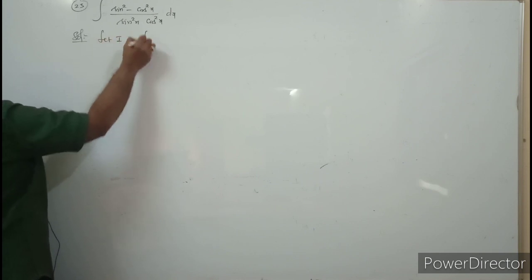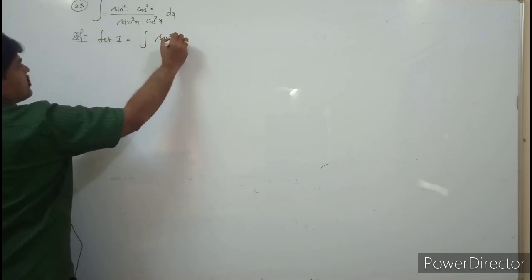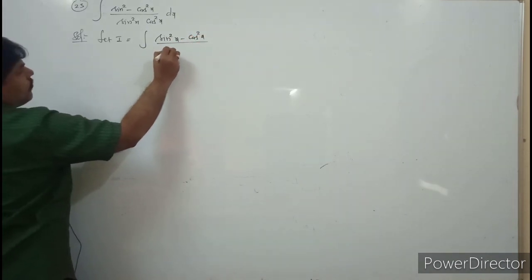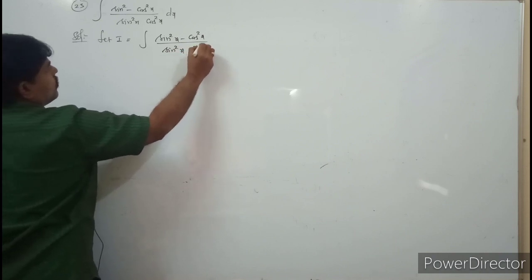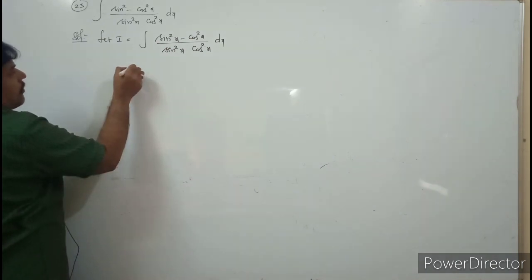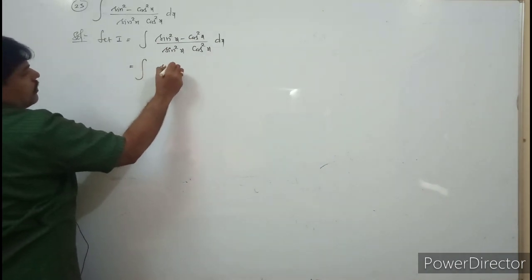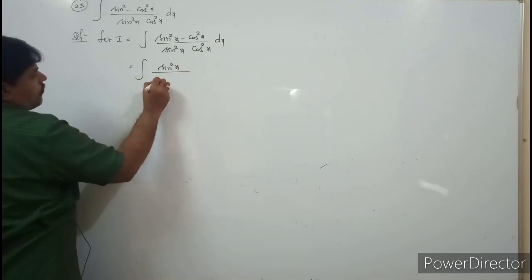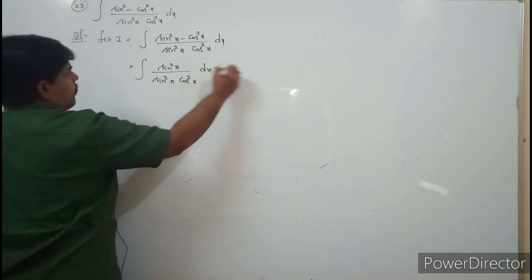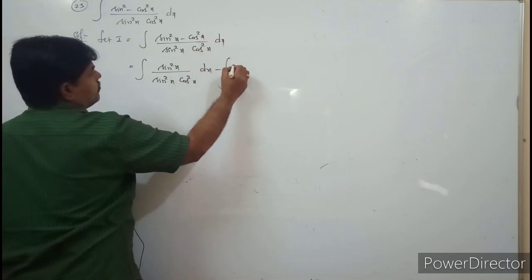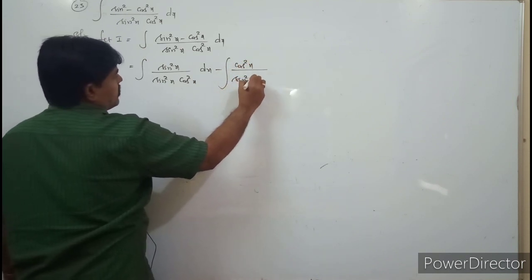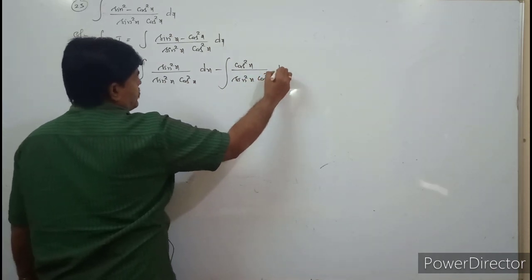Let I is equal to integral of sin square x minus cos square x by sin square x into cos square x into dx. So see, students, I will separate the terms. What happens? Integral of sin square x by sin square x into cos square x into dx, minus integral of cos square x by sin square x into cos square x into dx.